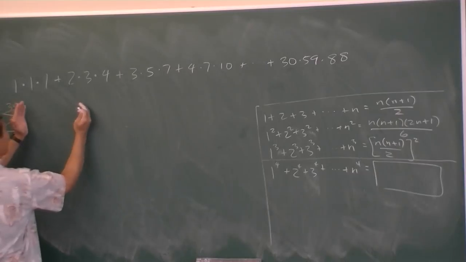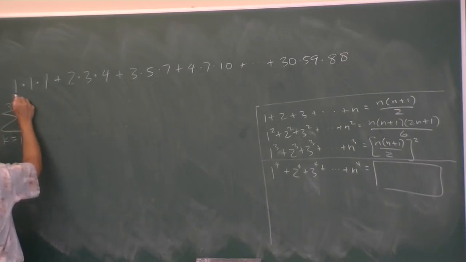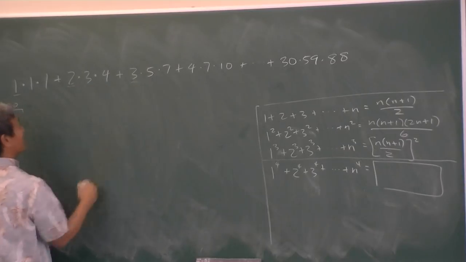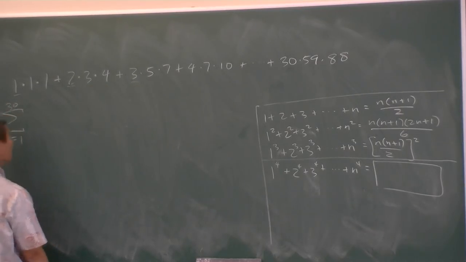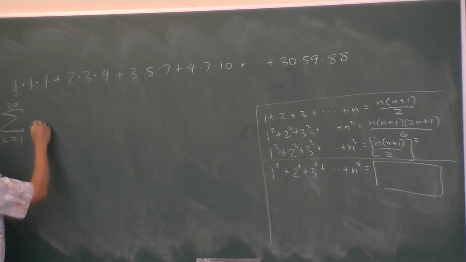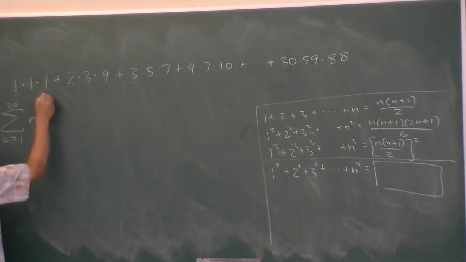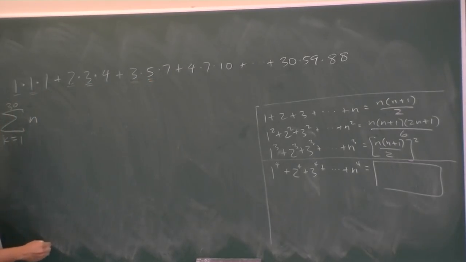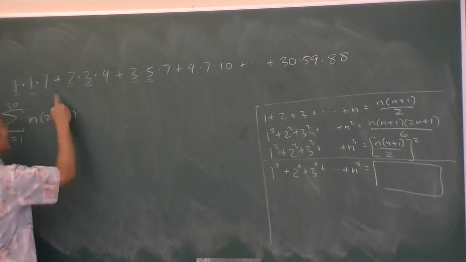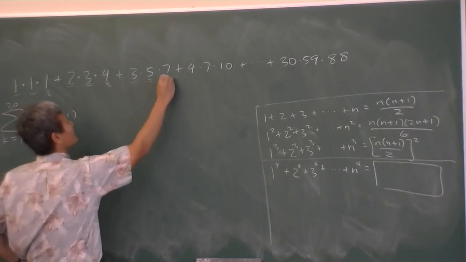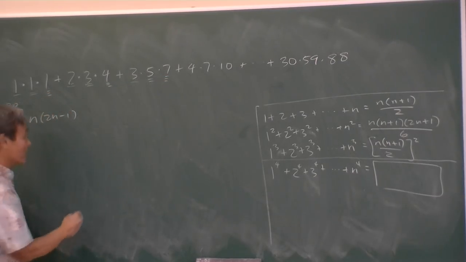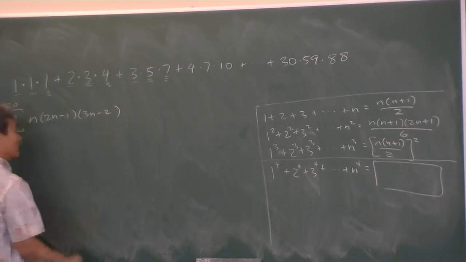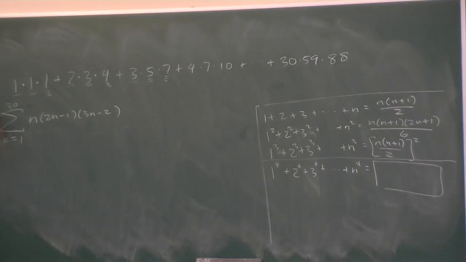Okay, now what's the explicit formula I put here to generate these numbers? Now look at the first numbers. 1, 2, 3. How do you generate 1, 2, 3? N. Okay, now look at the second numbers. 1, 3, 5. Hey, those are the odd numbers. Common difference, 2. 2n minus 1. Okay, now look at the third numbers. 1, 4, 7. Hey, common difference, 3. 3n minus 2. There you go. So first step, write this series using sigma notation.